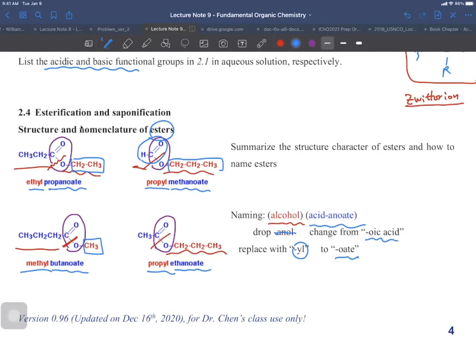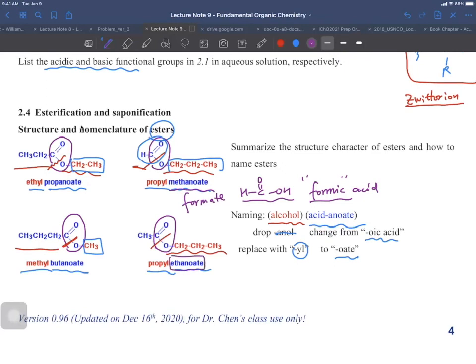But you probably see the commonly used nickname for methanoate, formate, because HCOOH, which is methanoic acid, is commonly called formic acid. The name is related to ants because when you are bitten by ants, you feel itchy. That's because the ants inject some formic acid into your skin. So this is why HCOOH is called formic acid.